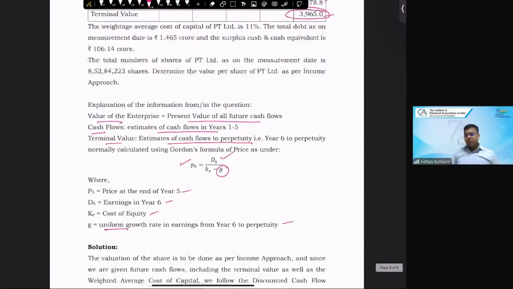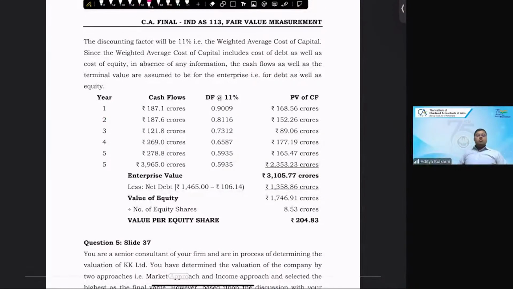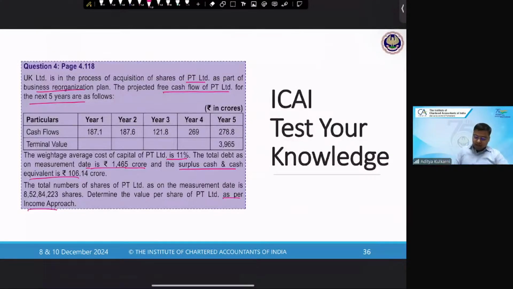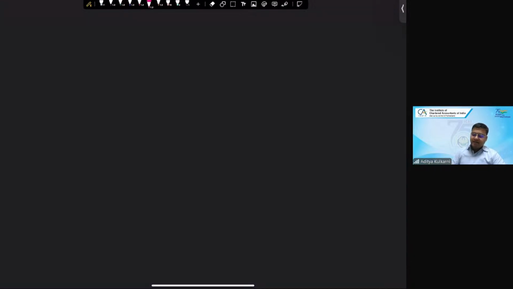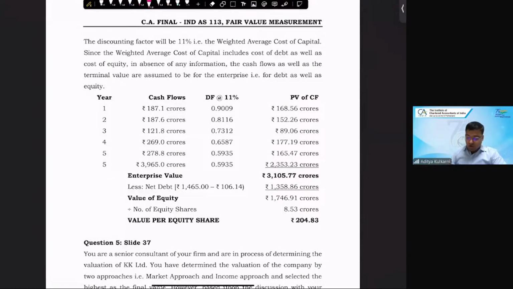So now we have to do the fair valuation. We are given the weighted average cost of capital, WACC. You must have read this, WACC. This is 11%, so we will take 11% and do the discounting. I'm given the discounting factors. I have the cash flows at the end of each year and the terminal value of 3,965 crores. When you discount it to the present value, you will get enterprise value of 3,105.77 crores. Is this okay till here? Yes, sir.